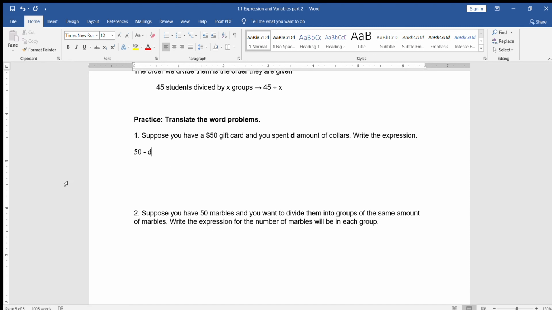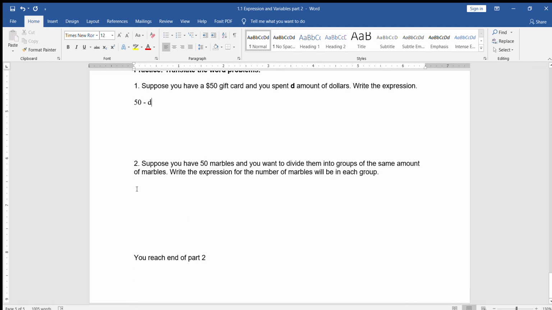Now let's move on to 2. Suppose you have 50 marbles. You want to divide that into groups with the same amount of marbles. Write the number of marbles in each group. So again, underline the things you want: marbles, divide, and groups. And then you're just going to write that expression.